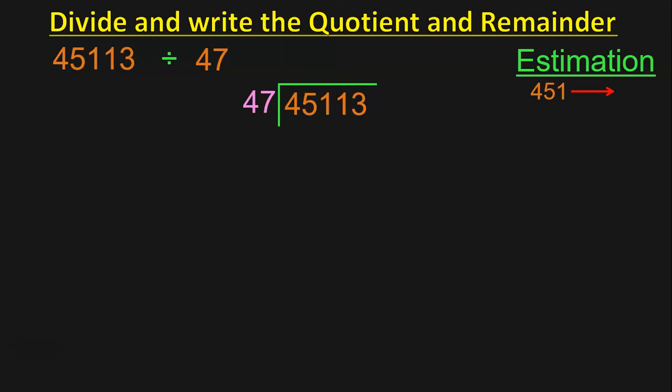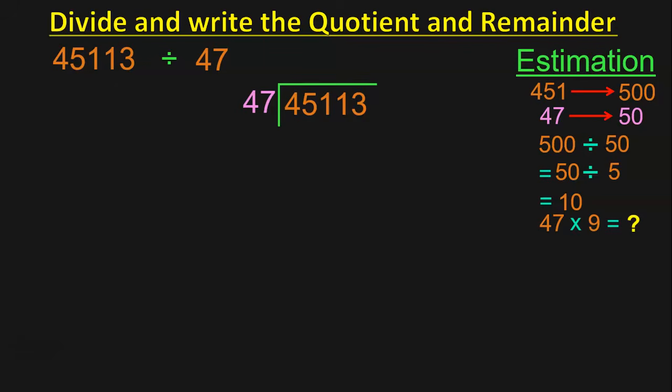Round off 451 to the nearest hundreds and it will be 500. Round off 47 to the nearest 10 and it will be 50. So 500 divided by 50, which is nothing but 50 divided by 5, which is equal to 10. But we know that 47 into 10 is 470, but we need only 451 over here. So let us try 47 into 9. What is 47 into 9? 47 into 9 is 423. Now subtract these two numbers and you get the answer to be 28. The next step is to take and write down the digit 1. So you get the remainder to be 281 now.